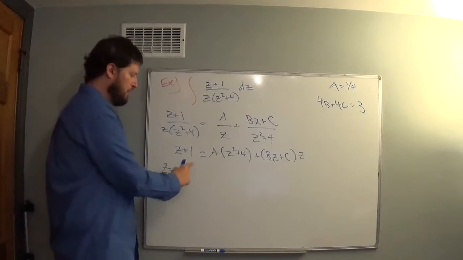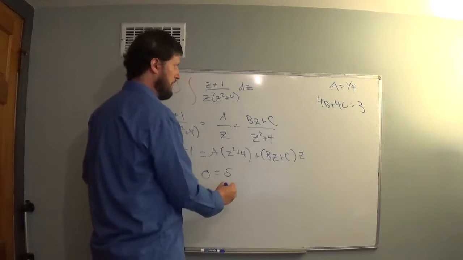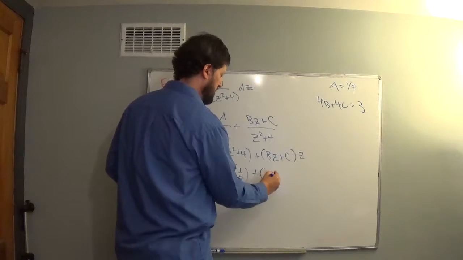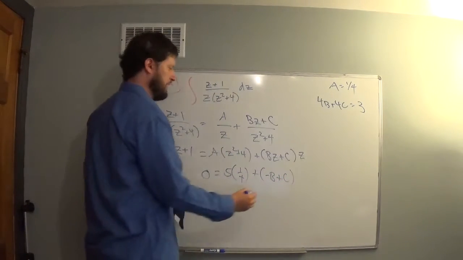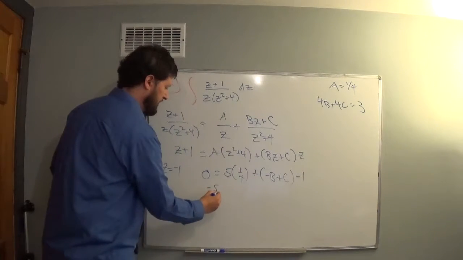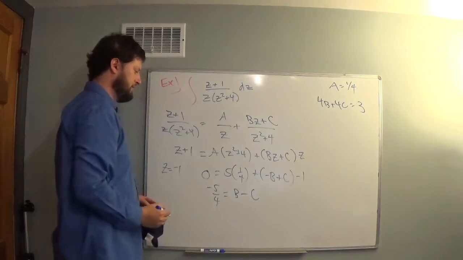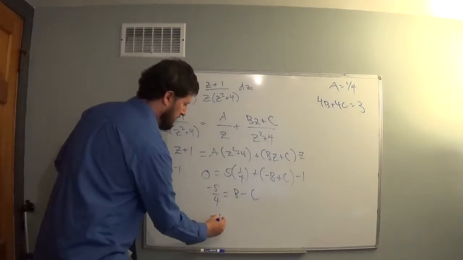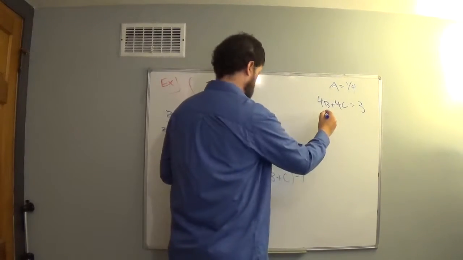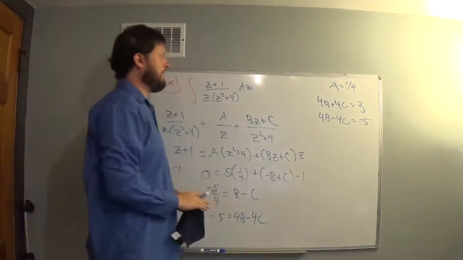If z is equal to -1, this becomes 0. This is still 5a, and a is still 1/4. Plus, now that's negative b plus c times -1. So that's 5 over 4, bring it to the left is -5 over 4, and distribute the -1 makes b minus c. Multiply through by 4 makes -5 is equal to 4b minus 4c. So 4b minus 4c is -5.